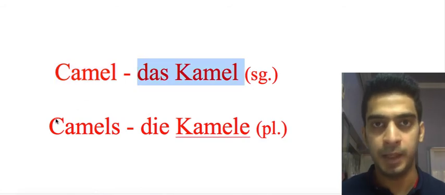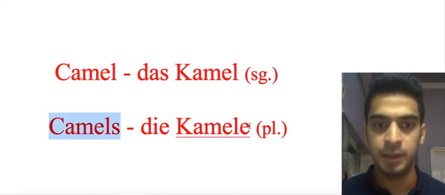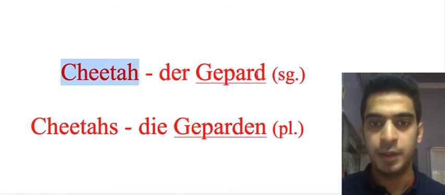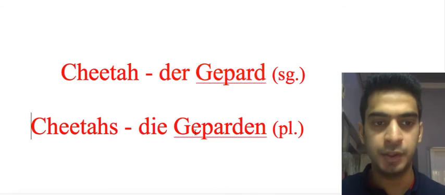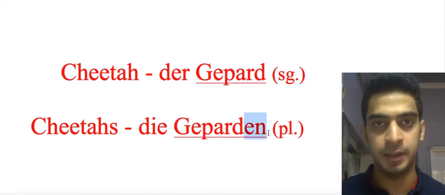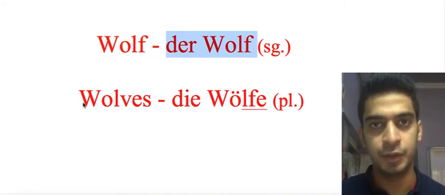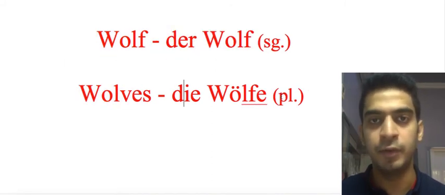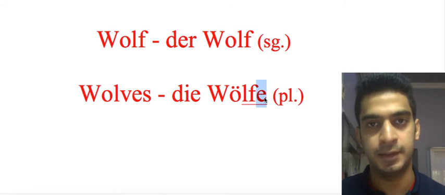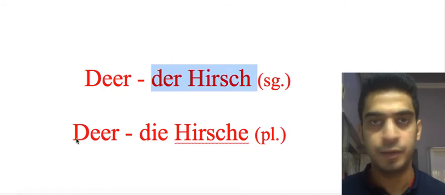Camel, das Kamel, singular form. Camels, die Kamele, plural form. We have an extra e at the last. Die Kamele, camels. Cheetah, der Gepard, singular form. Cheetahs, die Geparden, plural form. We have an extra en at the last. Die Geparden, cheetahs. Wolf, der Wolf, singular form. Wolves, die Wölfe, plural form. We have two changes here, O with umlaut and an extra e at the last. Die Wölfe, wolves.